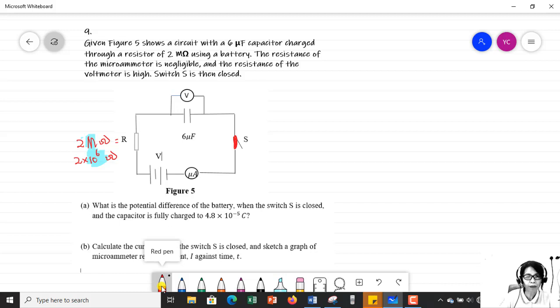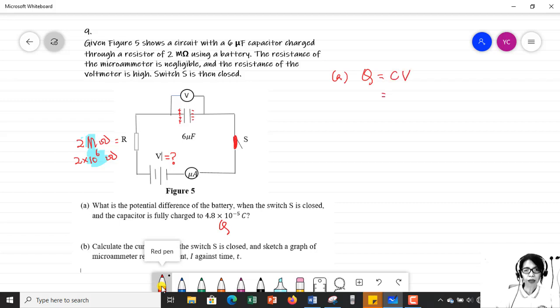So A, what is the potential difference of the battery when the switch is closed and the capacitor is fully charged to 4.8 × 10^-5 coulomb. So class, we want to find the voltage V of the battery. I try to relate the charge with the V. There is only one equation that we can use to relate the charge with the voltage supply: Q equal to CV.